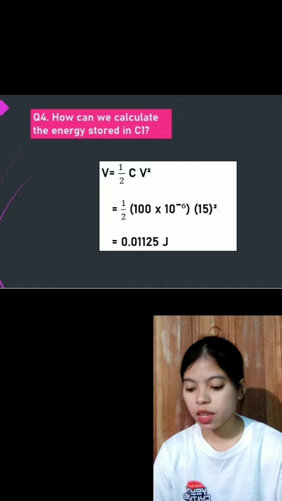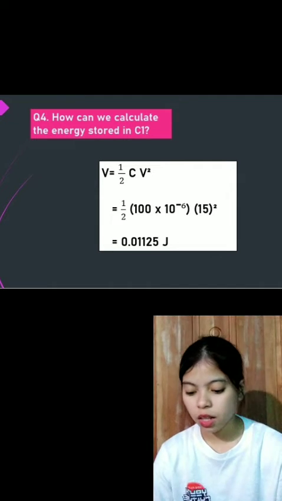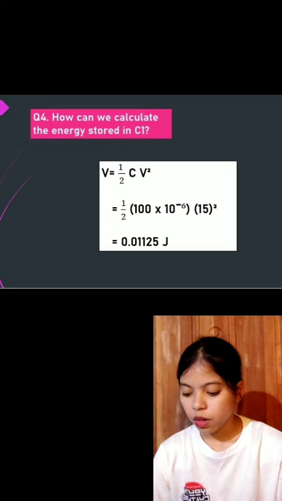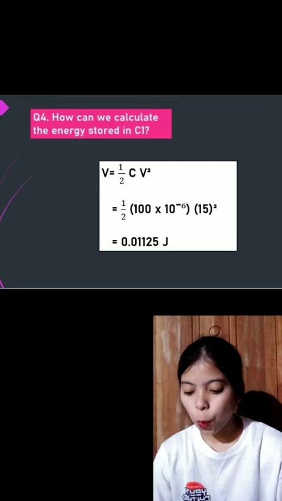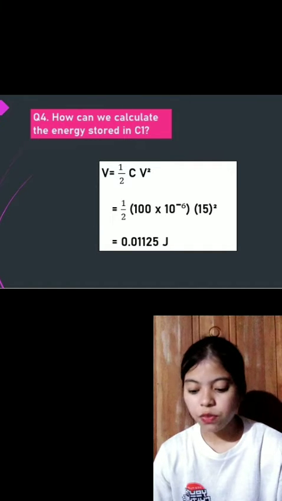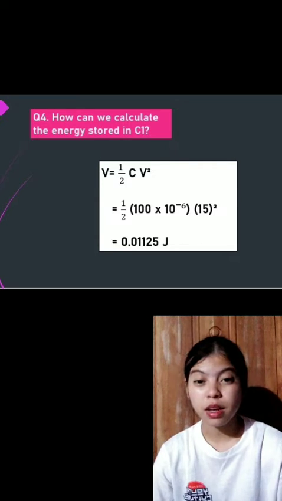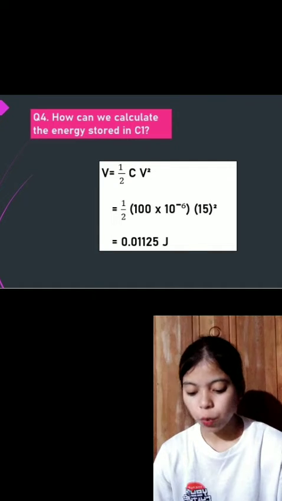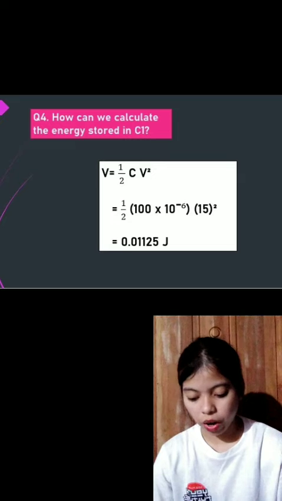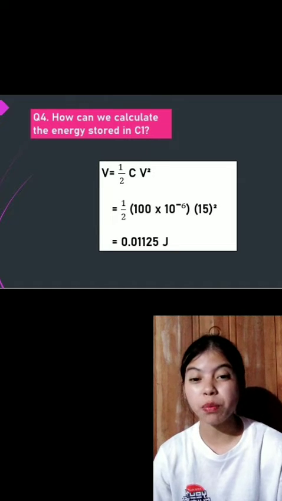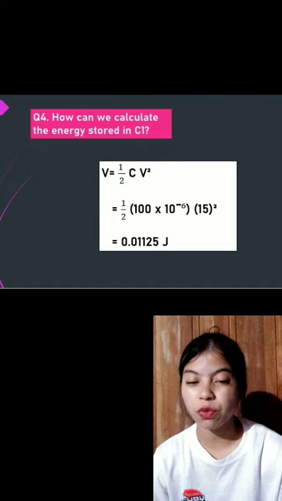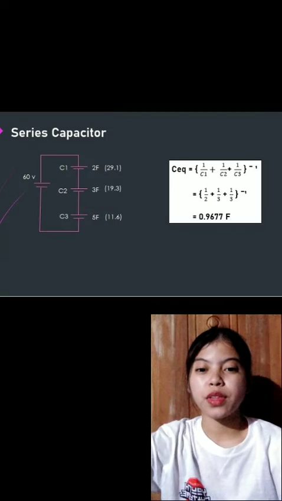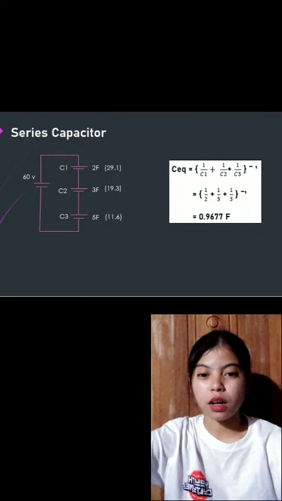We will use this equation to get the potential energy: U equals 1 half CV squared. So it's 1 half times 100 times 10 to the minus 6, that's the capacitance, times the voltage across the capacitor, which is 15, squared. This is equal to 0.01125 joules.